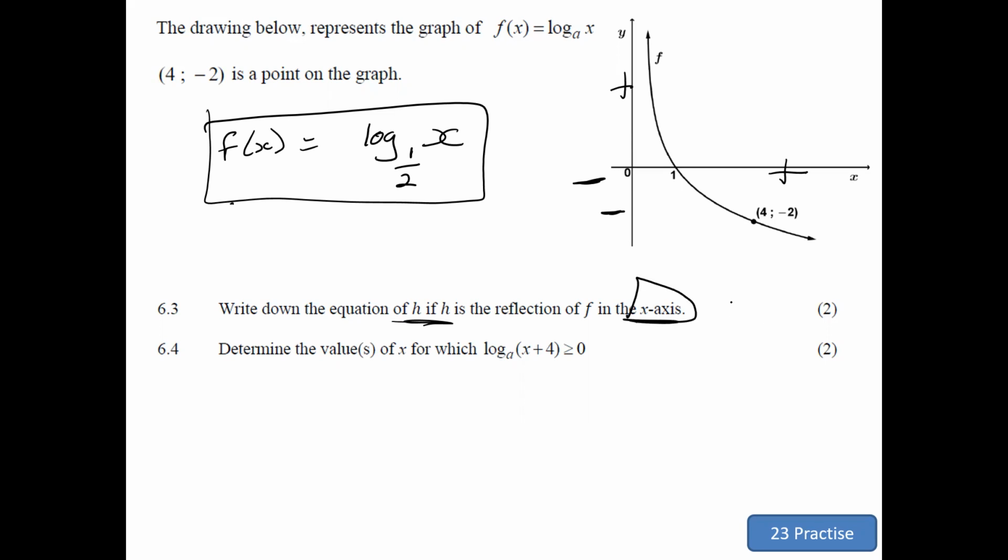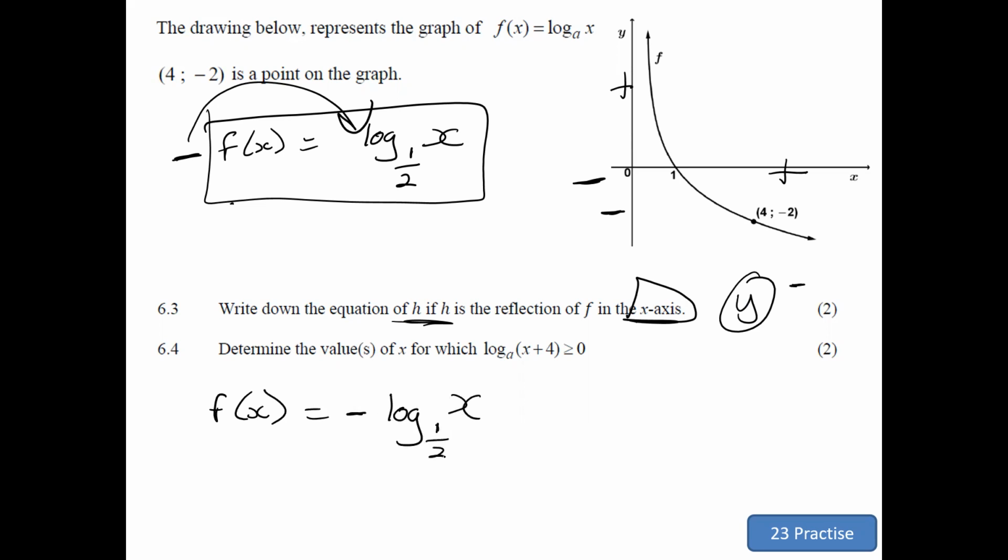Yes, y will change its sign. It'll become a negative, all right? So basically, f of x, as you can see, that becomes a negative. But we don't like negative f of x to be represented, so we transfer it over onto that side. And that will give us h of x is actually equal to negative log x base half. That will be our answer.